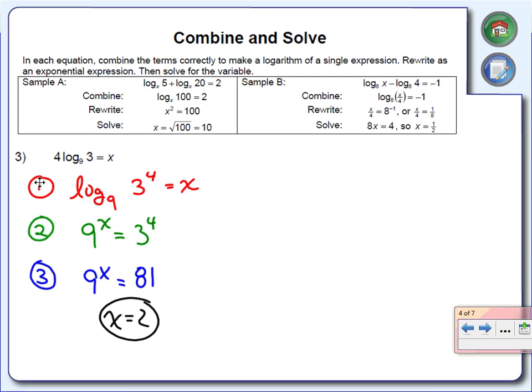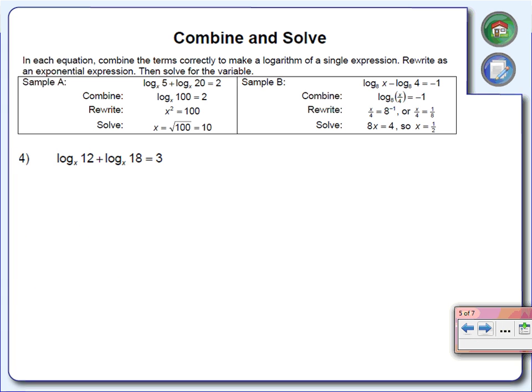All right, let's go to the next one, number 4. Number 4, we've got that addition again, so this is like number 1. What did we do on number 1? What are we going to do with the 12 and the 18? Multiply. So let's go ahead and do that and rewrite it. So we're going to do log, our base is x. So the question is, what do you get when you multiply 12 times 18? 216, and that's going to equal 3.